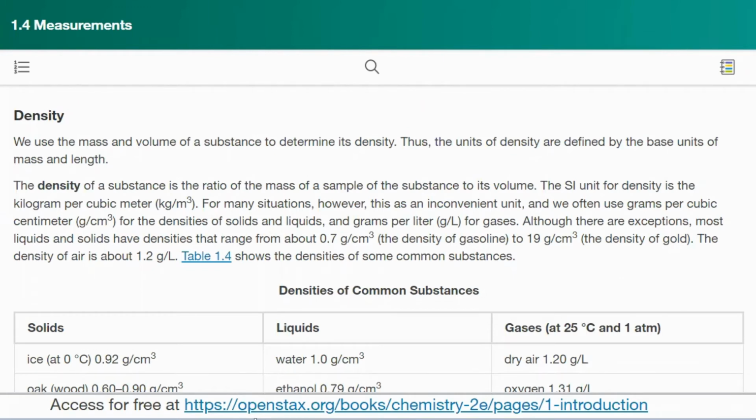Although there are exceptions, most liquids and solids have densities that range from about 0.7 grams per cubic centimeter, the density of gasoline, to 19 grams per cubic centimeter, the density of gold. The density of air is about 1.2 grams per liter. Table 1.4 shows the densities of some common substances.